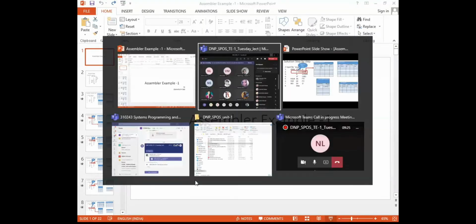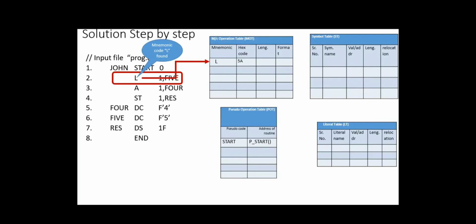Sorry for that disturbance. So my question is, load 1 comma 5. 1 is your register and 5 is your symbolic memory location. So can anyone guess what the format is? Quickly tell me. Instruction format. RX. Perfect. It will be using RX format. And what will be the length for RX format?